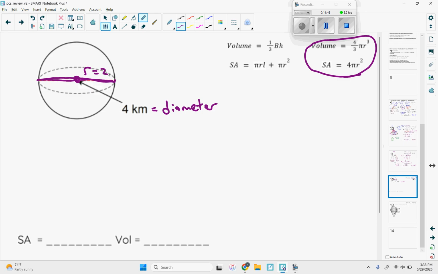So now that we know the radius, the rest of this is pretty easy. Volume formula, 4/3 pi times the radius cubed. So in this one, it's 4/3 times pi times 2 cubed. All right. This is problem 6B on the review, by the way.